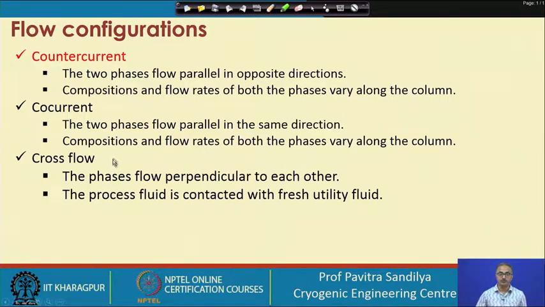In case of cross flow, the phases flow perpendicular to each other, and generally the process fluid flows continuously inside the particular system, whereas the utility fluid, that is the fluid which is used as an agent to separate some components, flows in a perpendicular direction, and it is always taken as fresh fluid. That means the process fluid continuously changes its composition along the column, whereas fresh fluid is inducted into the column at different points as the agent of separation.